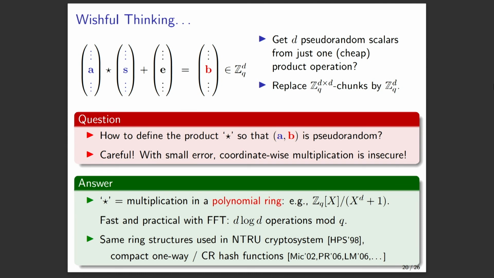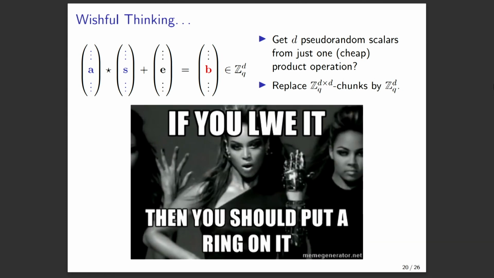In fact, this is an old idea. It goes back to the very beginning of lattice-based crypto with the NTRU cryptosystem, which used polynomials from the very beginning. Then it was given more theoretical support, first by Micciancio in 2002, and now there's a whole long sequence of works that give theoretical support to this idea. So this is what you should do.